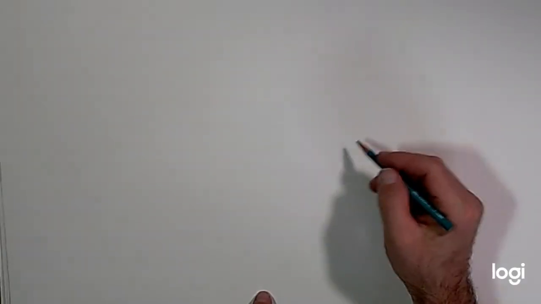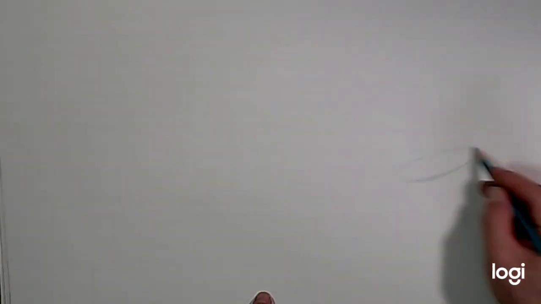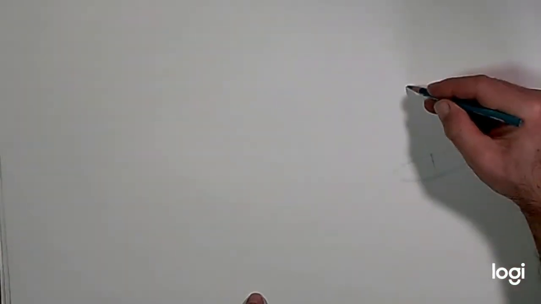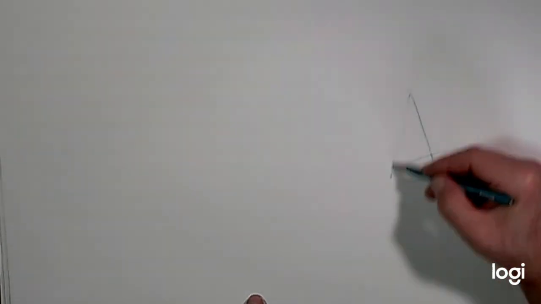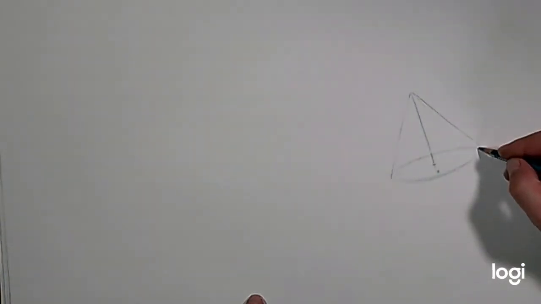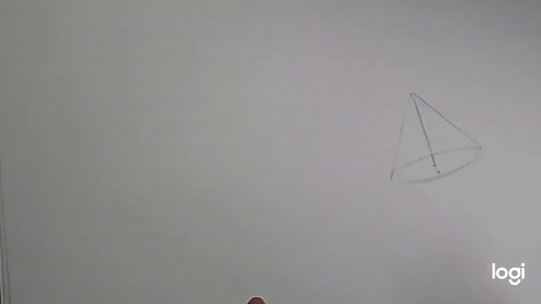And the next shape is a lot easier once we've got the cylinder. Let's draw a cone. So ellipse, find the major axes, the minor axes. Here's the center. And there's a cone. We can draw the axes first.